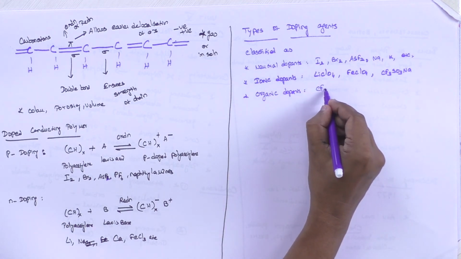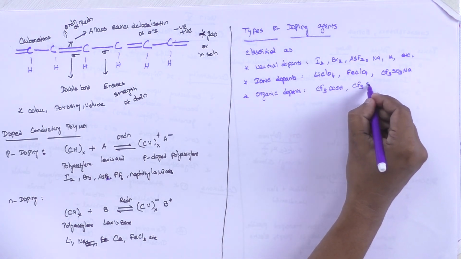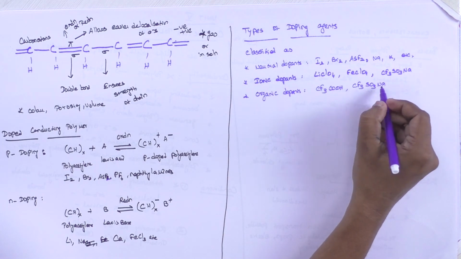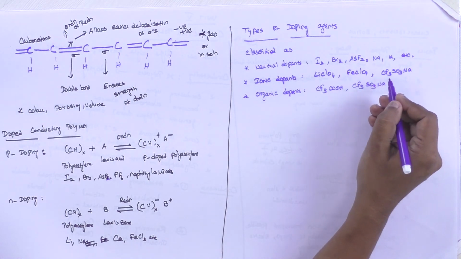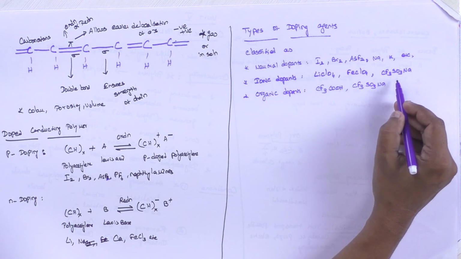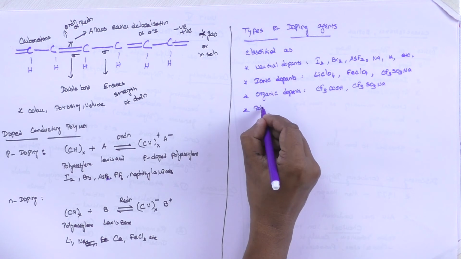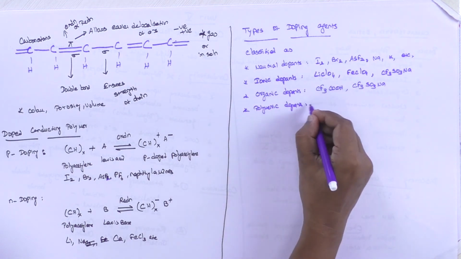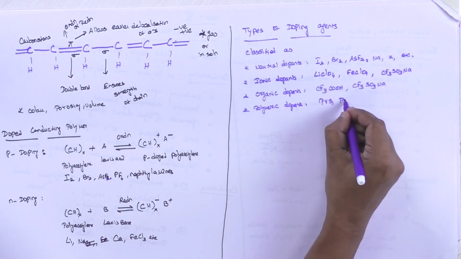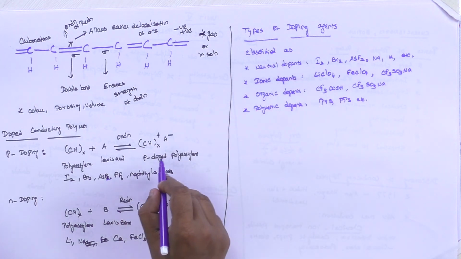Organic dopants are CF3COOH, CF3SO3Na, the sodium salt. So, this can be used as an ionic as well as an organic dopant, and also PBu4NClO4, etc. So, hypochlorate and all. All these you can use as organic dopants. And nowadays, we are also using polymeric dopants, such as PVS, PPS, etc. So, all these are polymeric dopants. These are some of the dopants that can be used to make a polymer conductive.